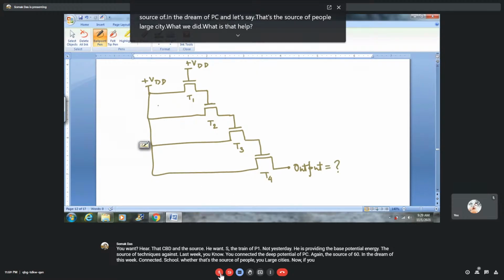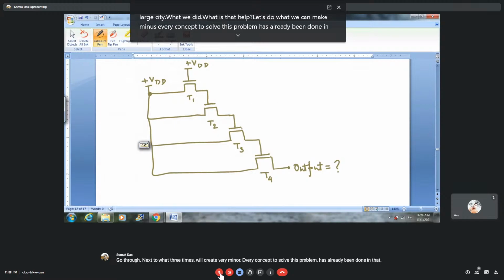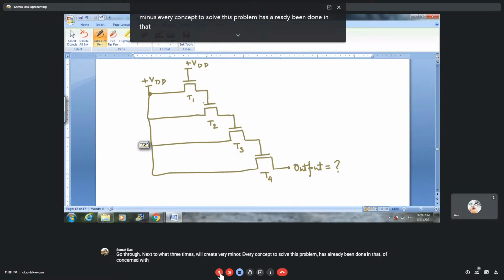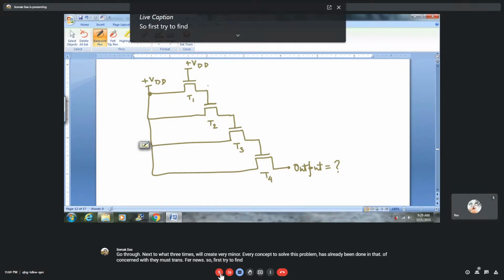Tell me. Go through it, just 2 or 3 times. Every concept to solve this problem has already been done in that particular class, which I am referring to. That is NMOS transistor working as a pass transistor. Use the concept. So first try to find the potential at every drain terminal. So first try to find the potential at this end.